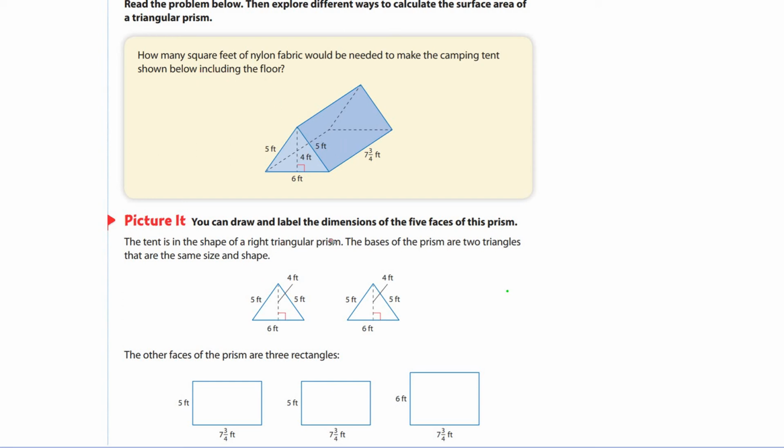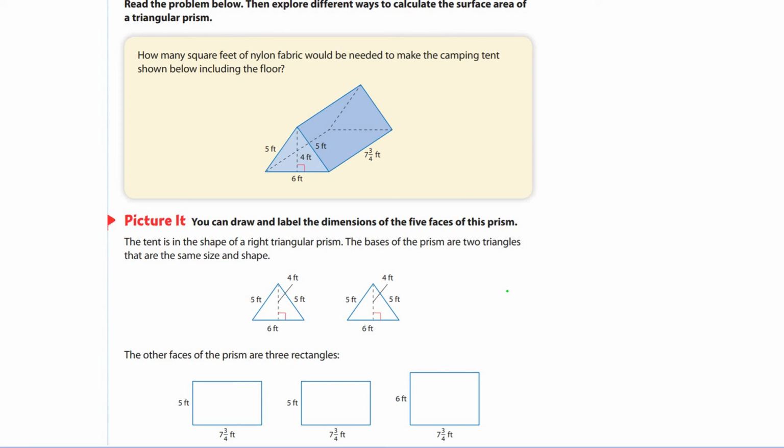Picture. You can draw and label the dimensions of the 5 faces of this prism. The tent is in the shape of a right triangular prism. The bases of the prism are 2 triangles that are the same size and shape, and here they are. 6 feet, 5 feet, the height is 4 feet as you can see, and then obviously 5 feet. Both triangles are congruent, they're the same.